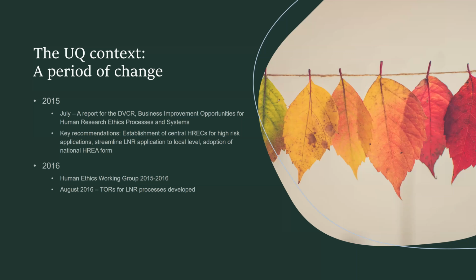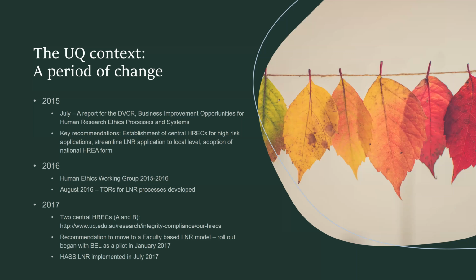So in 2016, a few of us got together at central level and put together some processes, including the low and negligible risk committees at faculty. By 2017, we had the 2 central HRECs established, and the LNR model has slowly been rolled out across every faculty at the university. And of course, the other big move is that everybody is now using the one national form, which is the HREA. We're going to talk a bit about that later.